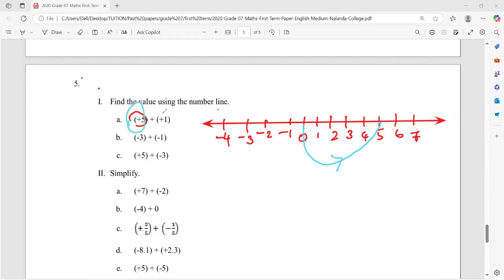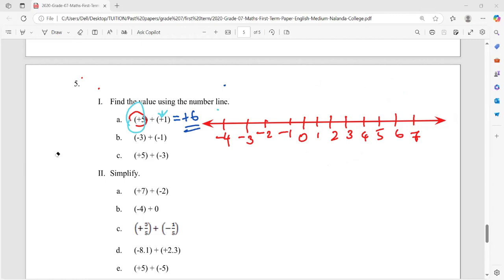And then this is +1. That means you have to add here. And here you see, this is 1 and it is positive. Therefore, you have to go one step to the right side, and then you get the answer. That is from here to here. Then the answer lies at this point. That means the answer is positive 6. Positive 6 is the answer, right? Okay.